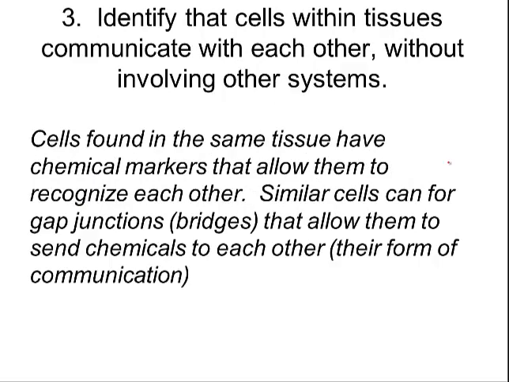Okay. Also in 4.7, identify that cells within tissues can communicate with each other without involving other systems. Remember, cells that are in the same tissue have chemical markers that allow them to recognize each other. So once a cell recognizes another one, similar cells can form gap junctions. These are like little bridges that allow them to send chemical messengers back and forth to each other, and that's how they communicate.